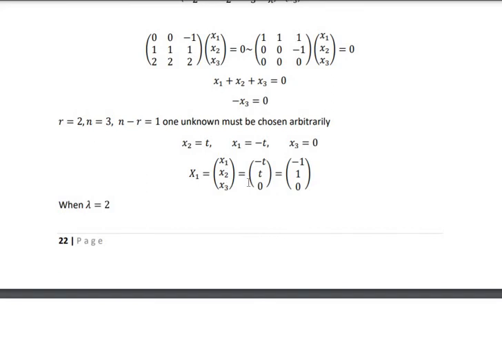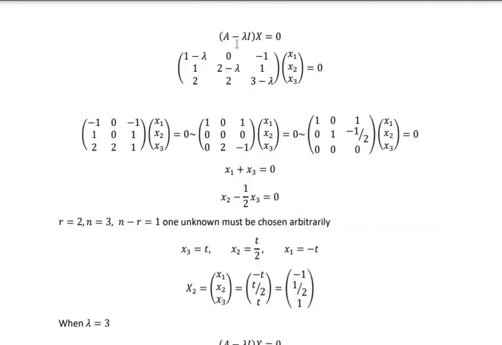Therefore the eigenvector corresponding to lambda is equal to 1, so that is x1, x2, x3. So you will get minus t, t, 0. So that is minus 1, 1, 0. So that is the eigenvector corresponding to lambda is equal to 1. So next one, when lambda is equal to 2. So that is A minus lambda I x is equal to 0. So you can substitute lambda is equal to 2 in this equation. So you will get this one.